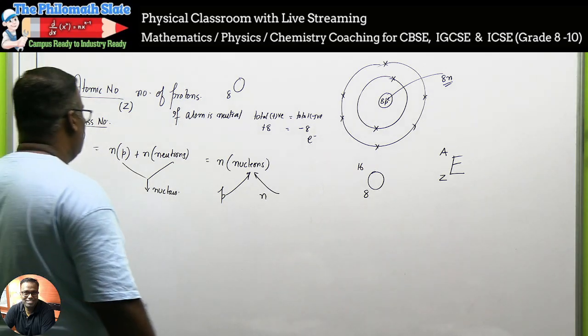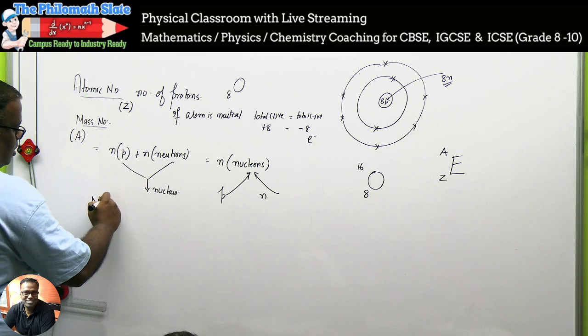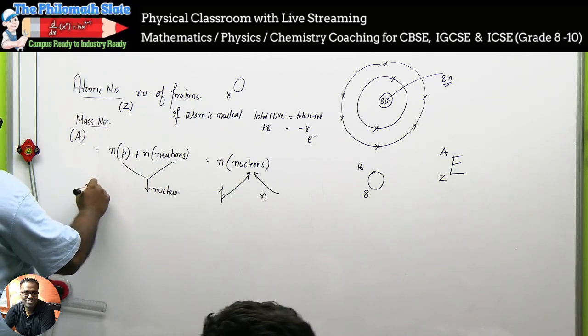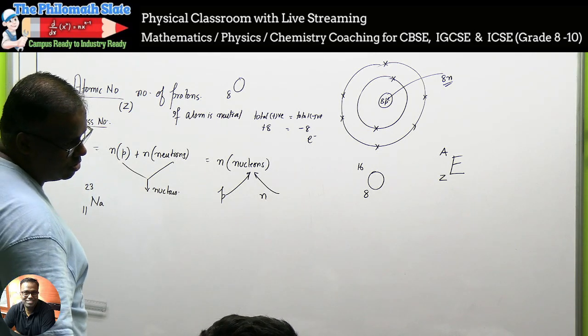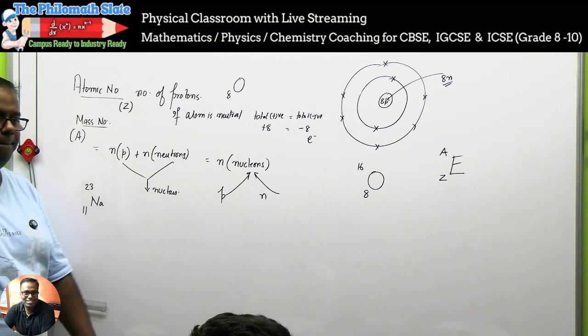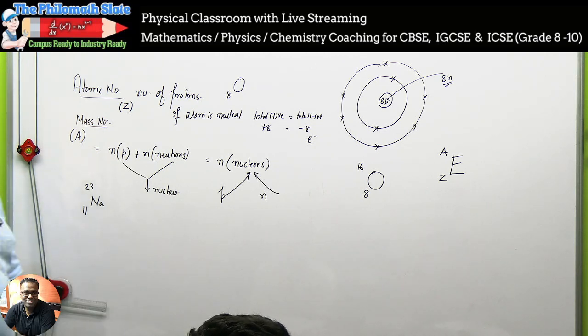Okay, let's do one problem. Sodium has an atomic number of 11 and a mass number of 23. Find the number of neutrons. 23 minus 11 is 12.